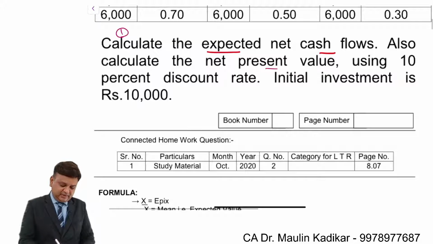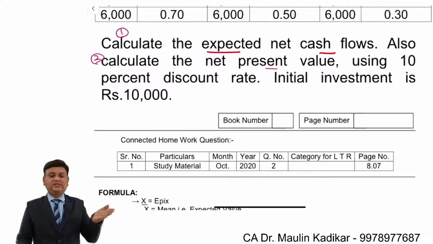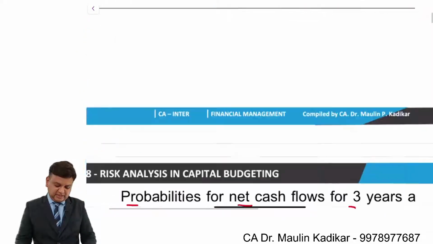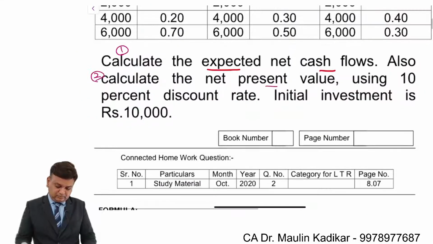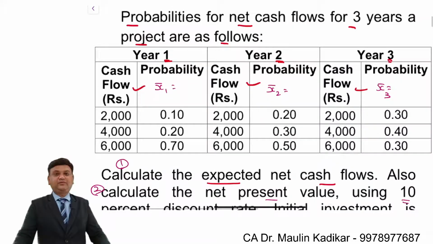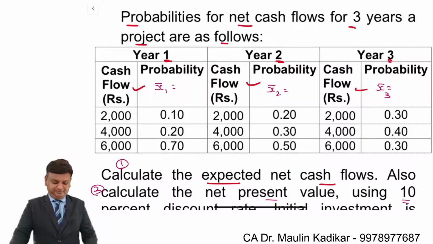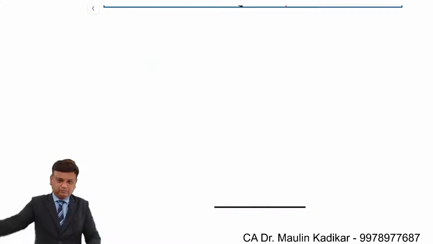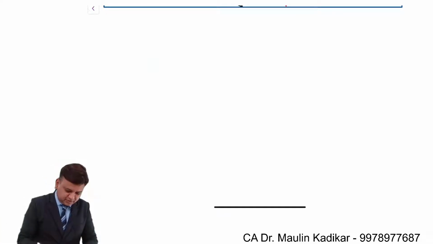Also calculate the NPV. So we'll discount these cash flows into the present value term, and from that the investment will be deducted. The amount of the investment is given as 10,000. Discounting rate is provided as 10%. So using 10% as the discounting rate, we will make the calculation of the NPV of the project. Try to answer the question on your own, then I will do the working for you. So write down the answer for the question.